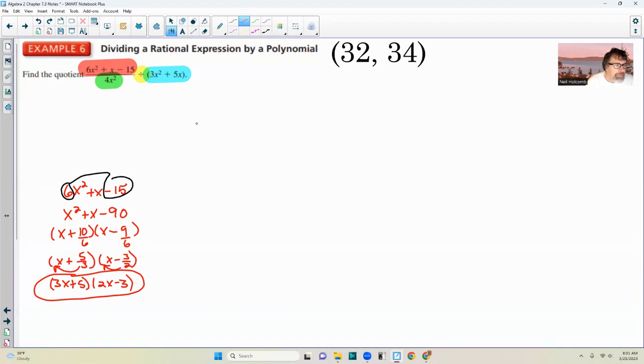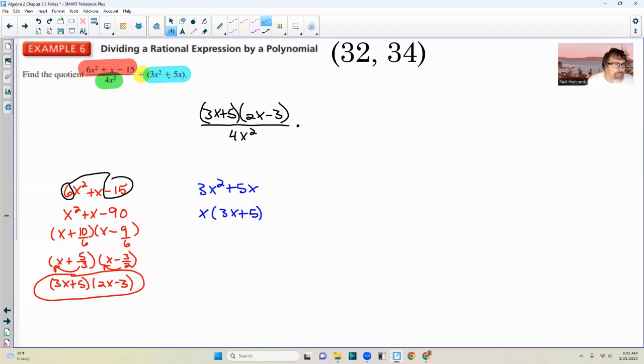So that's going to become, I'll do it over here. That is going to be 3x plus 5 times 2x minus 3 over, and then 4x squared, I can't do anything with that. So I'm just going to leave that 4x squared. And then I'm going to multiply. And then I'm going to take this 3x squared plus 5x and factor it. 3x squared plus 5x. Well, it's two terms with an x in each, so I can factor out an x, and that will leave me with 3x plus 5 times x.